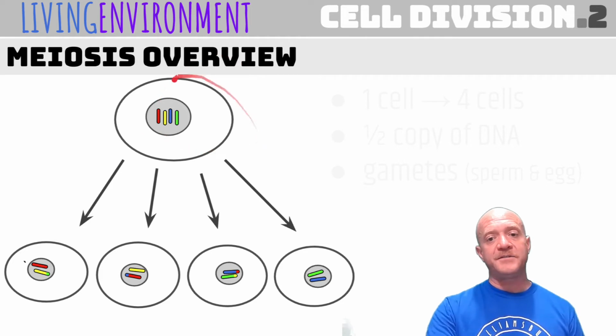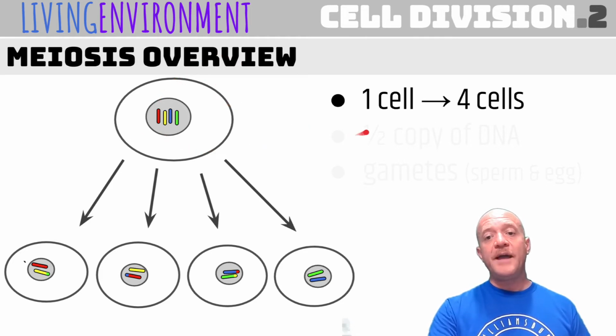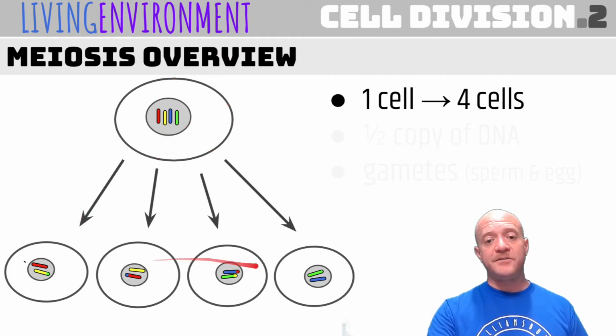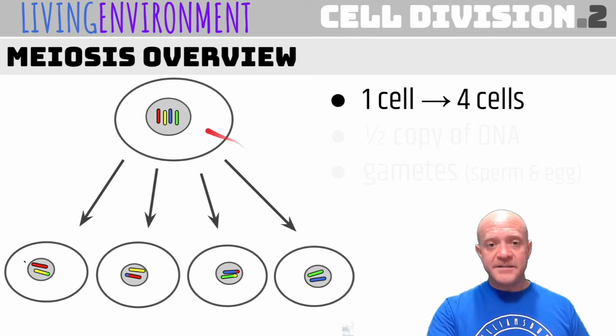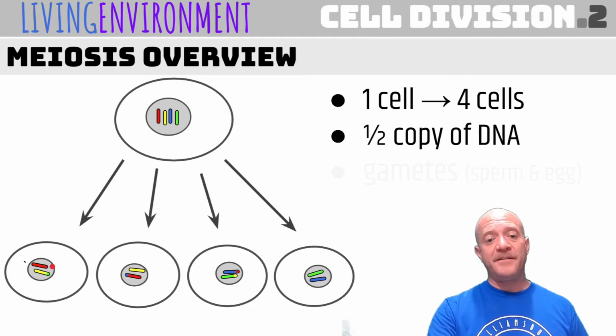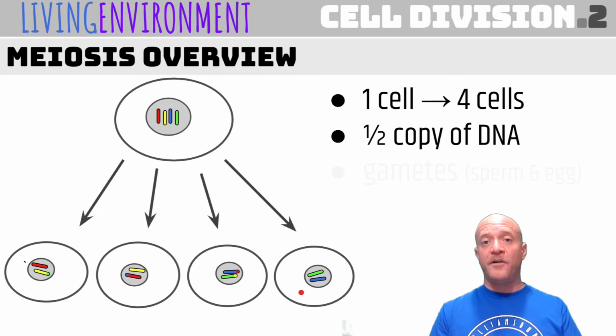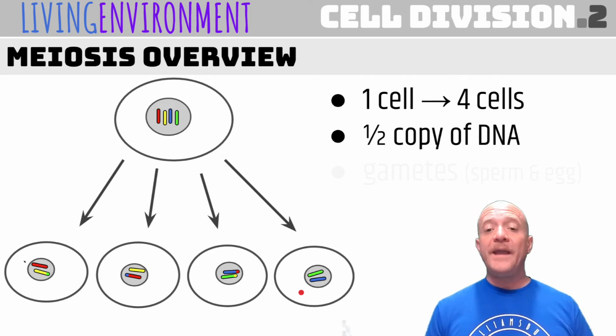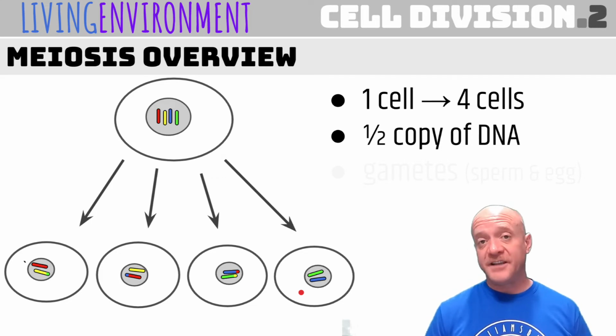Now, the overview for meiosis. Note right here, you start with 1 cell. You end up with 4 cells. 1, 2, 3, 4. Now, if you notice, every single daughter cell looks different. It is half of the copy of the DNA. And because we had that crossing over and the random assortment, we have different daughter cells. And we'll talk more about that in the 3rd video.